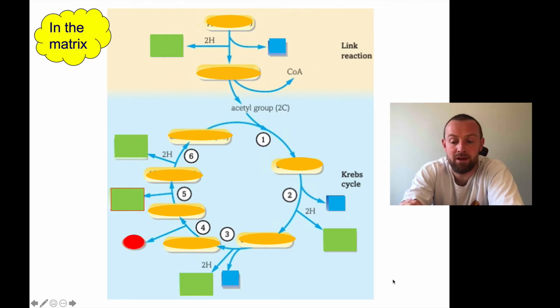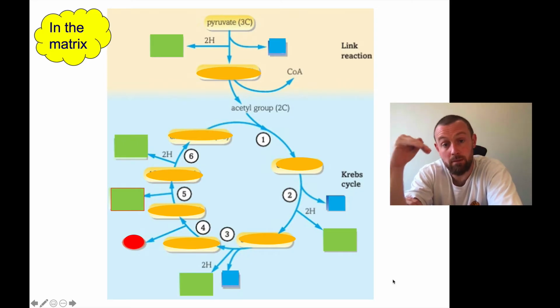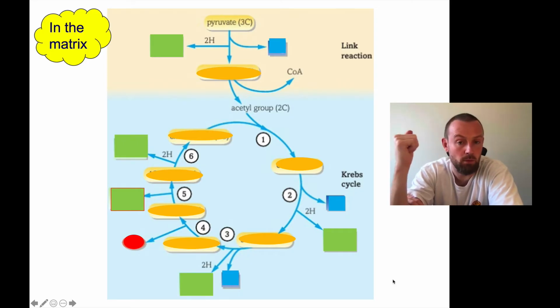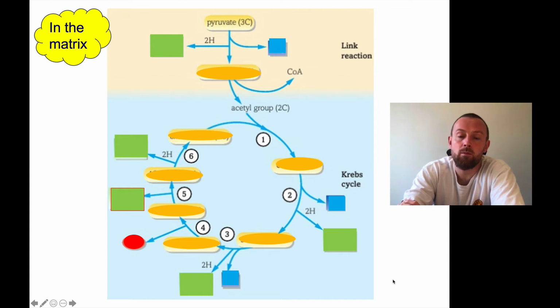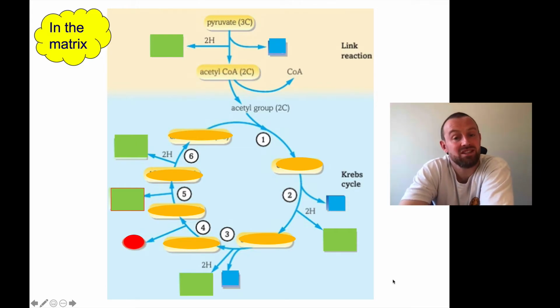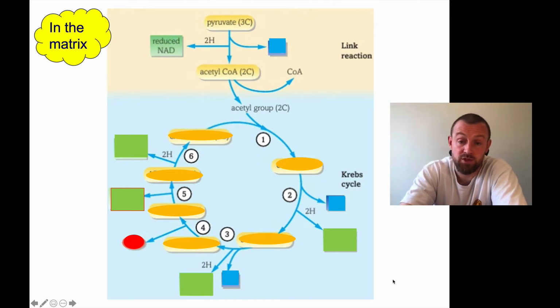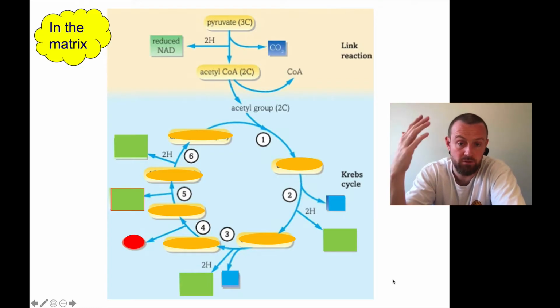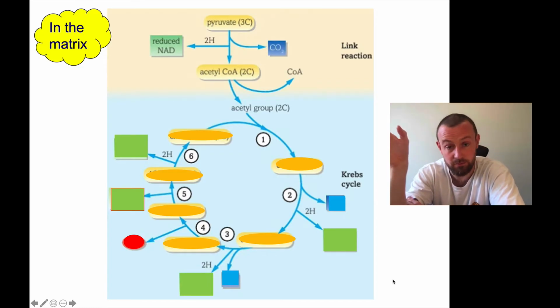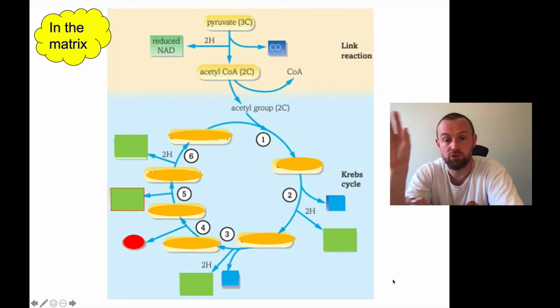Okay, so here we are in the matrix of the mitochondria, where both the link reaction and the Krebs cycle occur. Now, the link reaction starts with pyruvate. Remember, we just actively transported that into the mitochondria across the double membrane. And pyruvate is a 3-carbon molecule. Now, the pyruvate 3-carbon molecule is converted into a 2-carbon molecule, which is basically an acetyl group. And that acetyl group is stuck onto something called coenzyme A. So in that process, we lose a carbon because it's a 3-carbon becoming a 2-carbon. So CO2 is produced. And we also get the opportunity to reduce some more NAD.